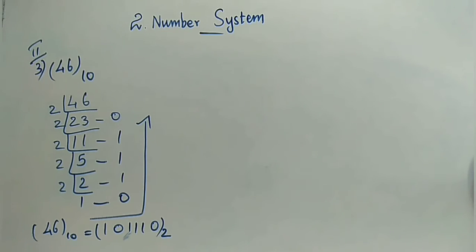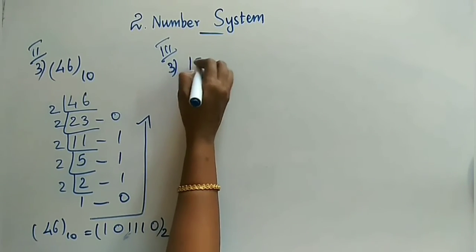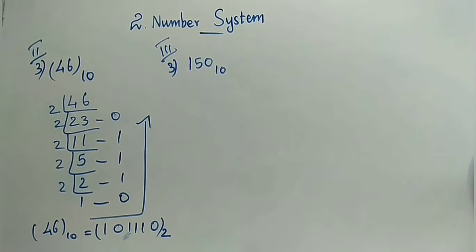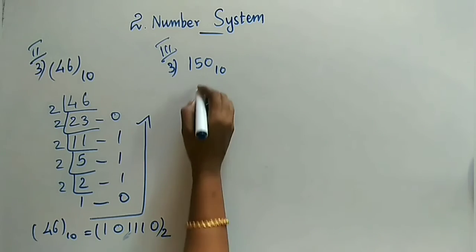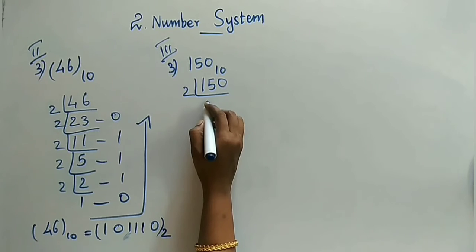And next we are going to see part 3, third problem. What is it? Convert 150 to the base 10 into a binary number. Then convert that binary number to octal. So go on. It is your part 3, third problem. 150 to the base 10. First what do you have to do? You have to convert this one to a binary number. How? Repeated division by 2.